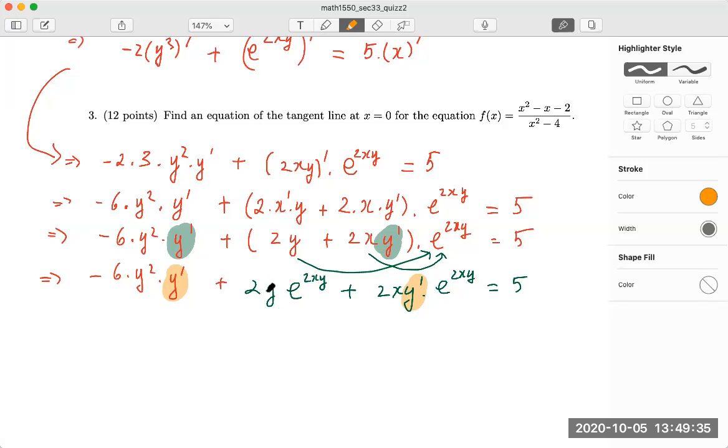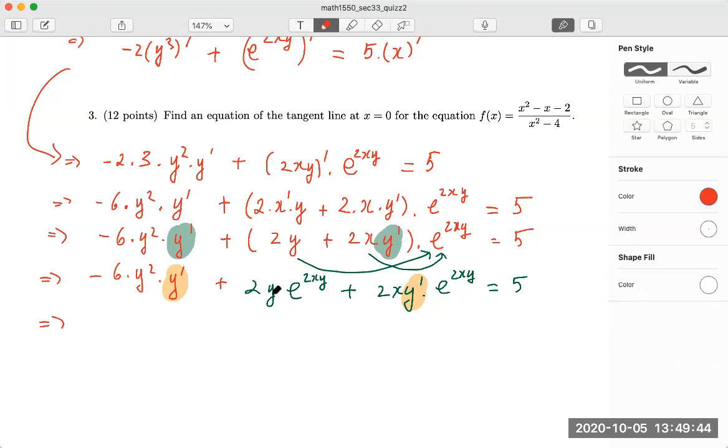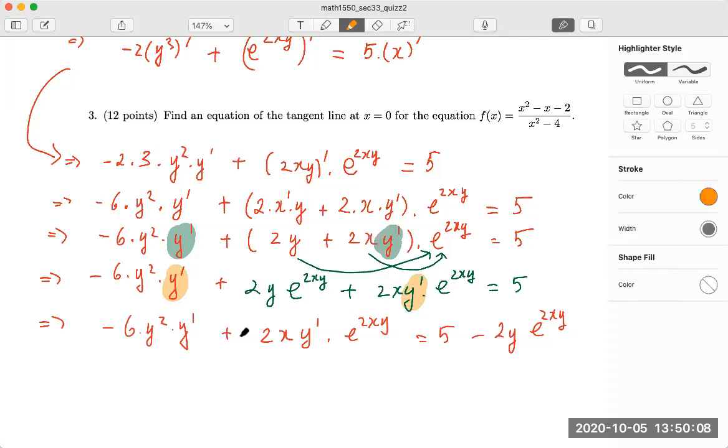And what should we do to get rid of this? Very good. Thank you, Corrington. So if we subtract both sides by this amount, the left-hand side will be 6y squared y prime plus 2x y prime e to the 2xy is equal to the right-hand side, subtract 2y e to the 2xy. Very good. And now we can factor it, right?